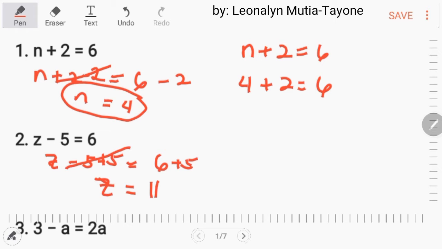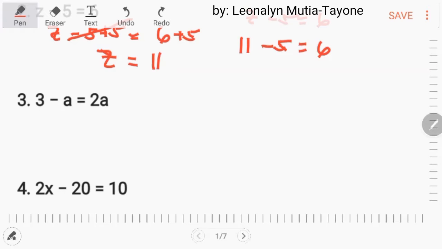So Z equals 11. Let's double check. Z minus 5 equals 6. Z equals 11 minus 5, and that is 6. 11 minus 5 is equals to 6. Number 3. 3 minus A equals 2A. First, ipagsama natin yung dalawang A. Isolate si 3 dito. Both sides, mag-add tayo ng plus A para ma-cancel si A dito. And it will be 3 equals 2A plus A is 3A.